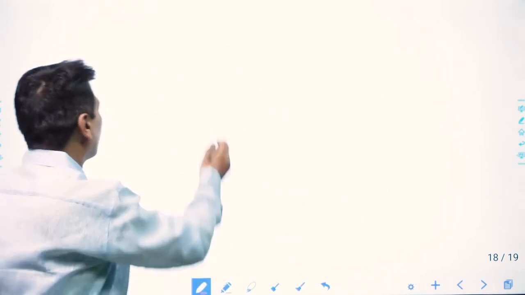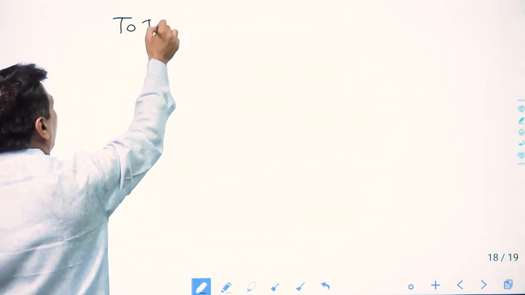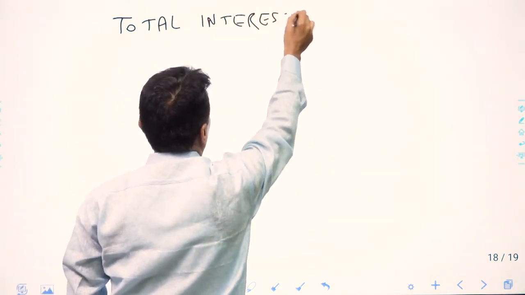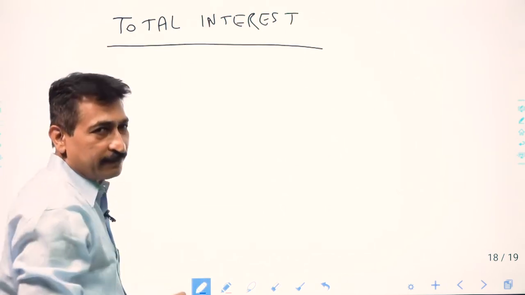you remember I just taught you RT, total interest, rate into time, RT. There are only 3 characters in this film, 3 major characters. One is principal, 100%, one is total interest, RT, and the third is amount, 100 plus RT. So total interest, find out total interest of each of them.